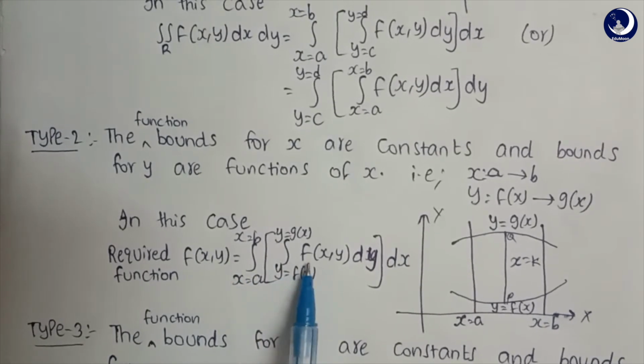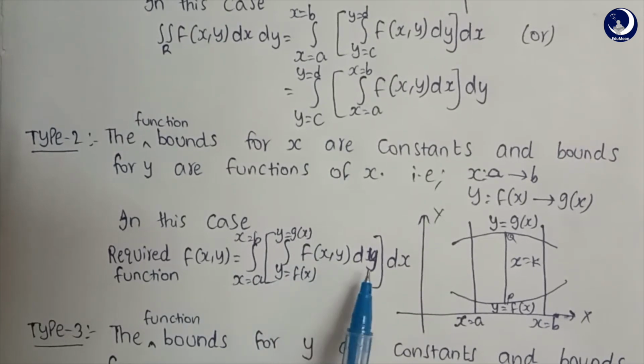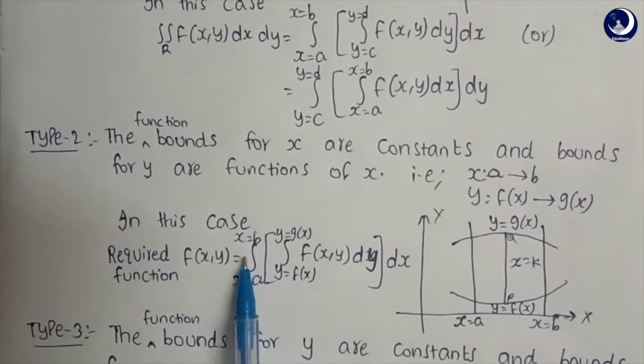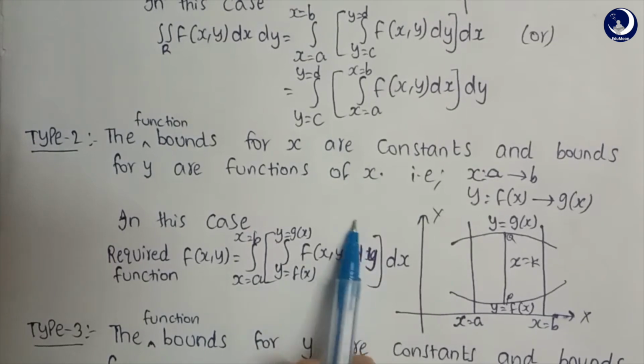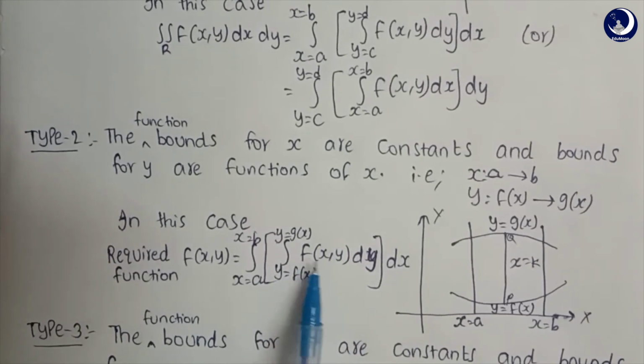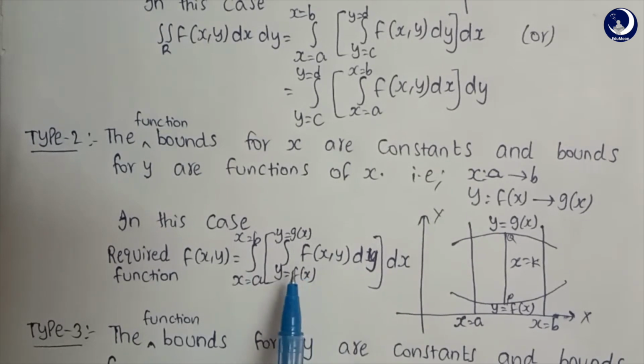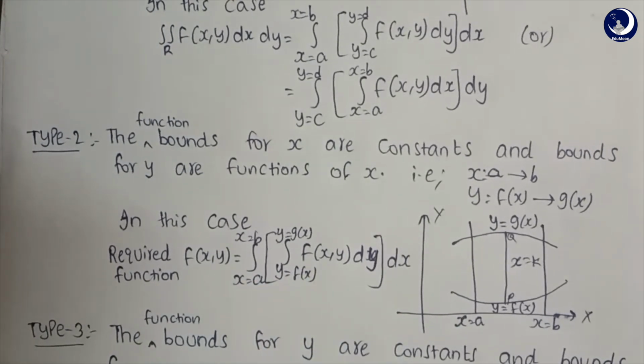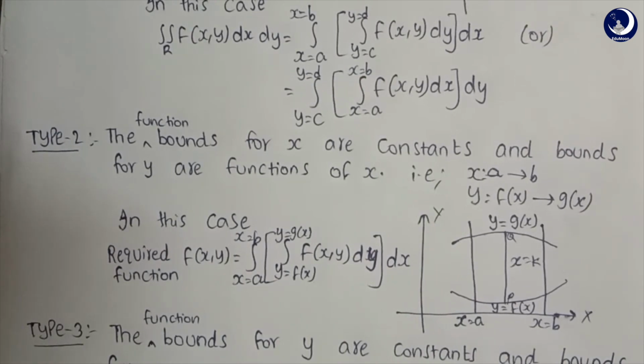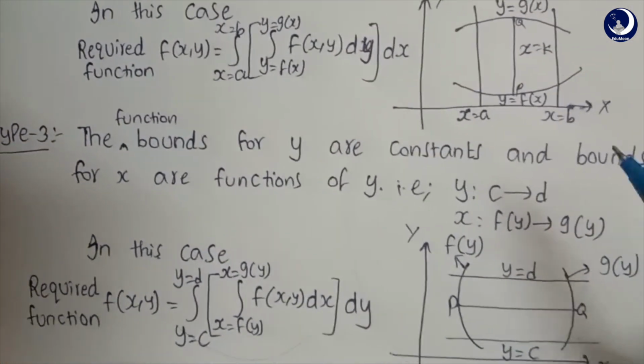So here, the integral from y equal to f of x to y equal to g of x of f of x y dy, with variable limits for y, and constants for x. So first we integrate f of x y with respect to dy. After that we integrate with respect to dx. Either way, type 3 is the reverse of type 2.